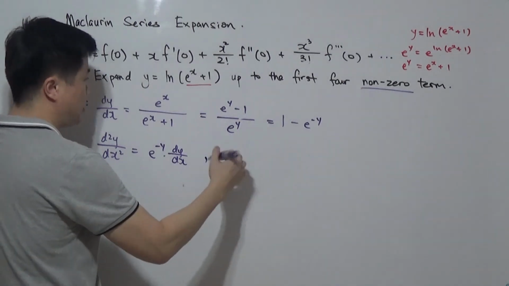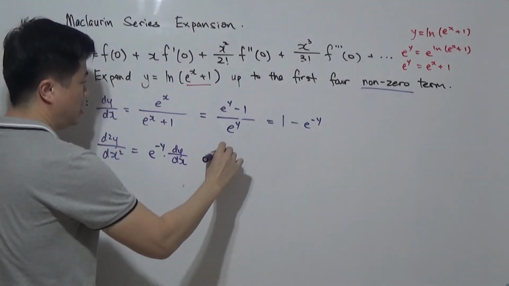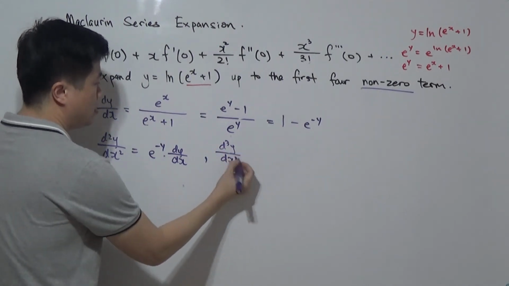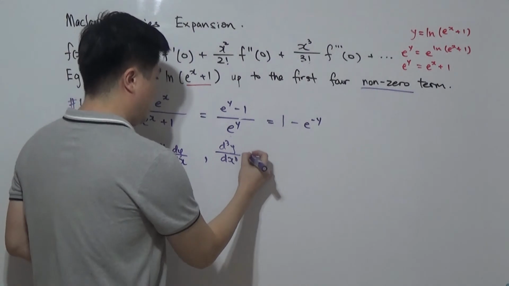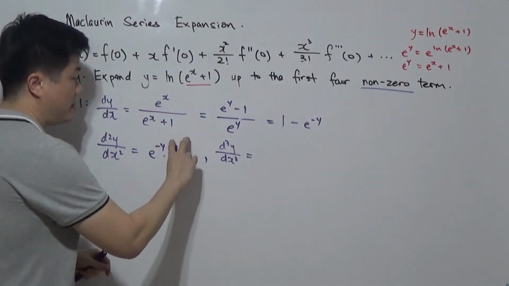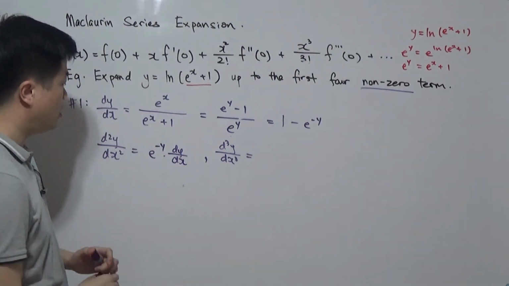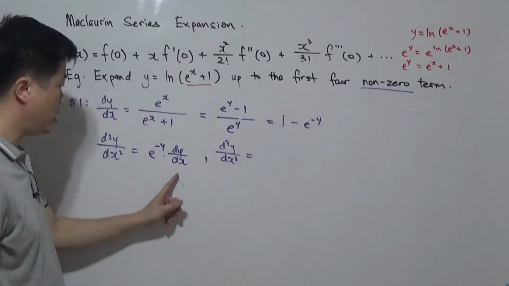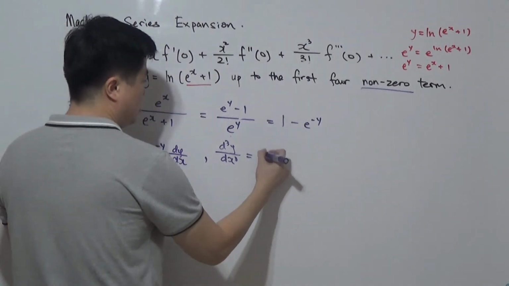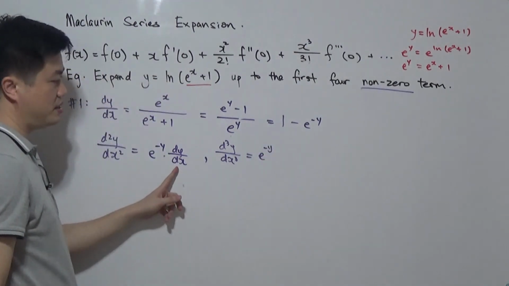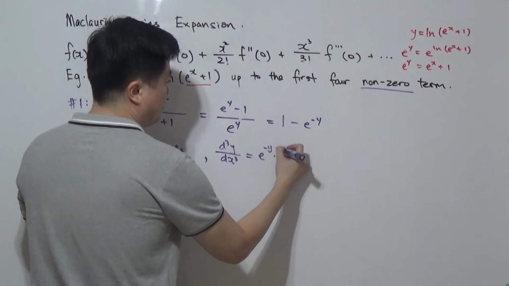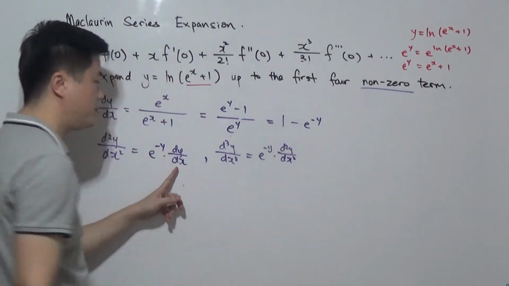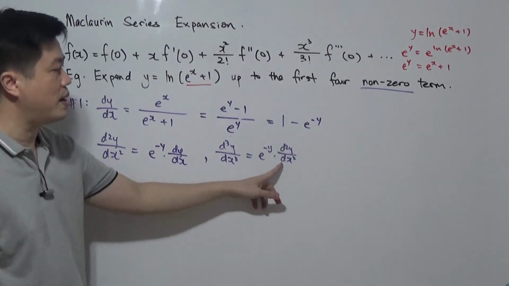Now I'm going to save some space, so I want to use the space over here. We're going to do d3y dx cubed over here. So what do we have? Now, it's a function multiplied by another function, so in that case we've got to use the product rule. We're going to keep this guy first, e minus y, and then we'll differentiate this guy. When we differentiate this guy, it's going to give you d2y dx squared. You differentiate dy dx, it's simply d2y dx squared.